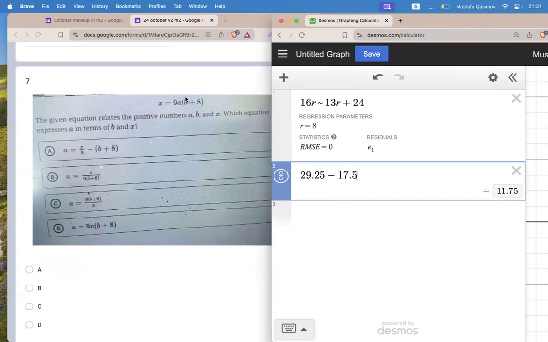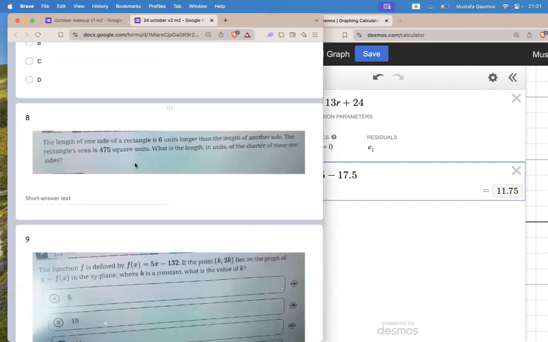Here we have to find A. For finding K, we have to just put 9B plus 8 to first side. It will be B. 8.